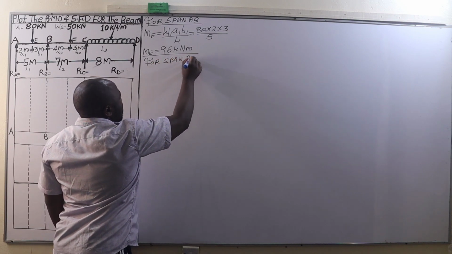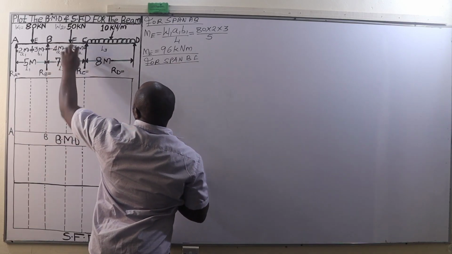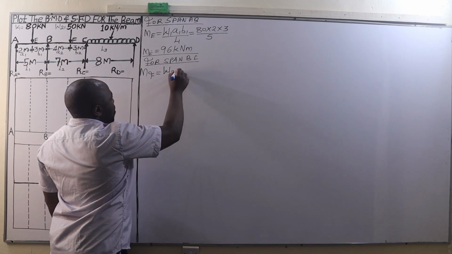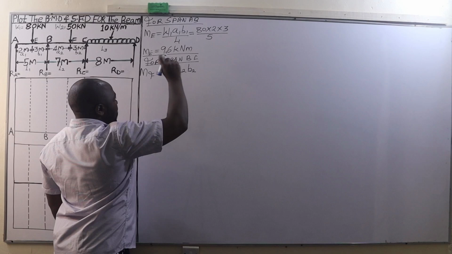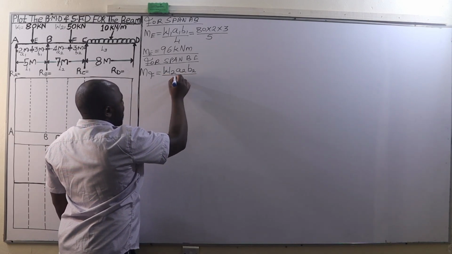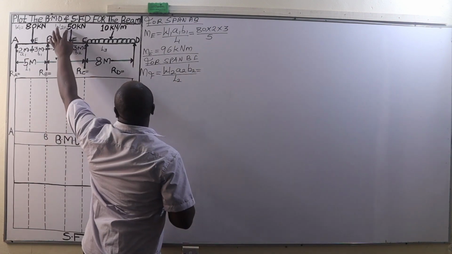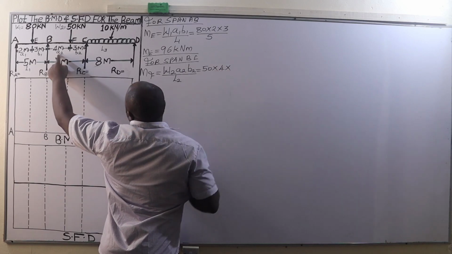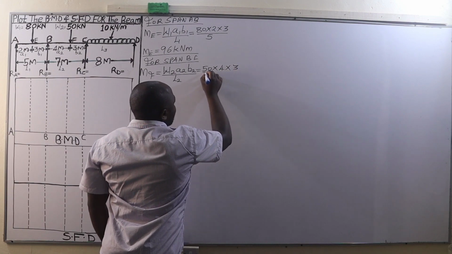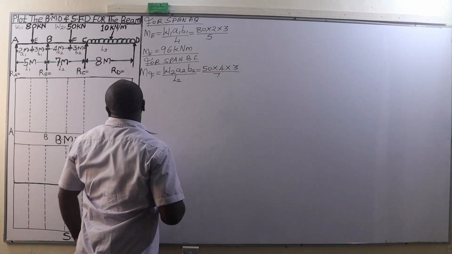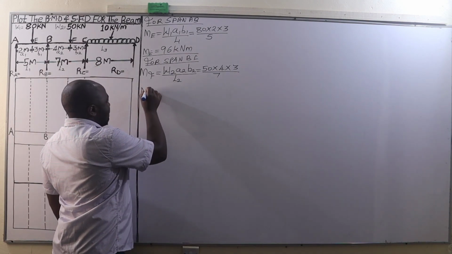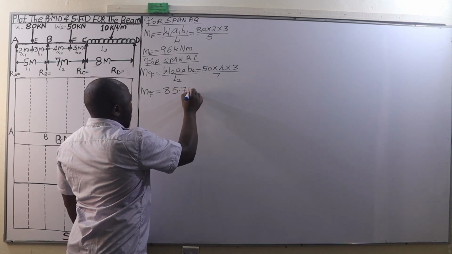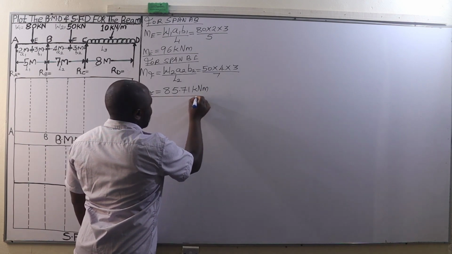From there, we go to the span BC. For span B to C, the bending moment at F, which in this case is the maximum bending moment between B and C, will be given by W2 A2 B2 divided by L2. W2 is this point load of 50 kilonewtons, A2 is the 4 meters span, B2 is 3 meters, and L2 is 7 meters, between the span B to C. This is going to give us a bending moment of 85.71 kilonewton meter. So that is the bending moment at F.